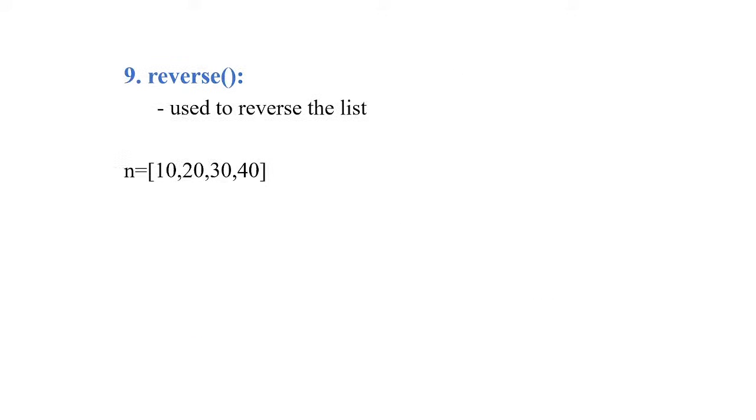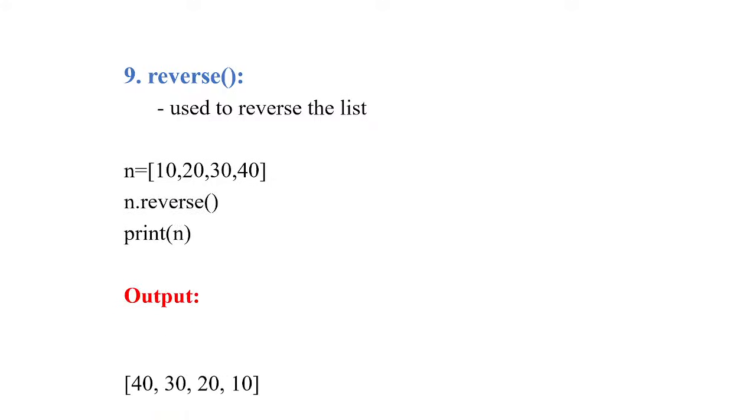Then reverse, just to reverse the list, you can use this reverse. n dot reverse means the list will be reversed. It looks like 40, 30, 20, 10, sorry. So the list is completely reversed.